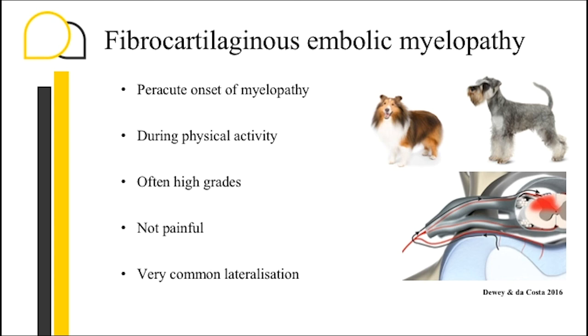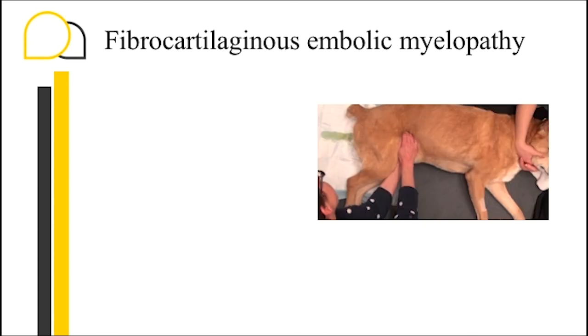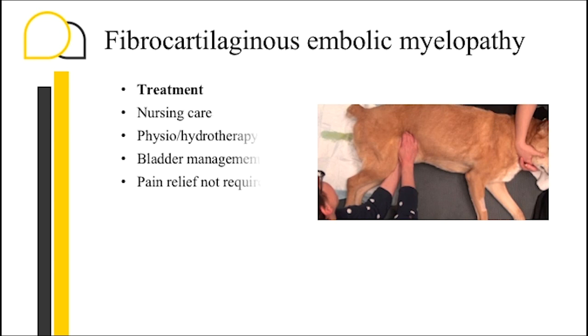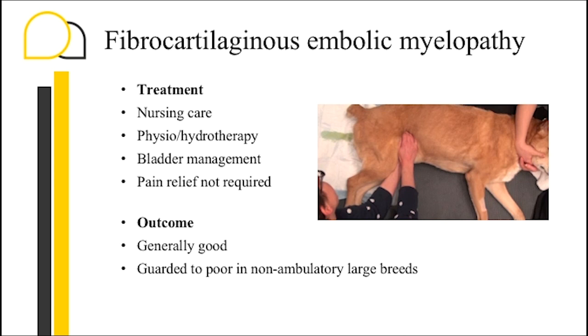It is very common as well to see an asymmetry of the neurological deficits. MRI is required to achieve a diagnosis, and in cases like this, exercise restriction is not required. On the contrary, early rehabilitation helps with recovery. So, again, the treatment is basically providing these dogs with nursing care, physio or hydrotherapy, intense bladder management in some of them, and again, pain relief is not required. The outcome is generally good in the vast majority of the cases, although we need to be aware that it may be guarded to poor in large breed dogs with severe neurological dysfunction.